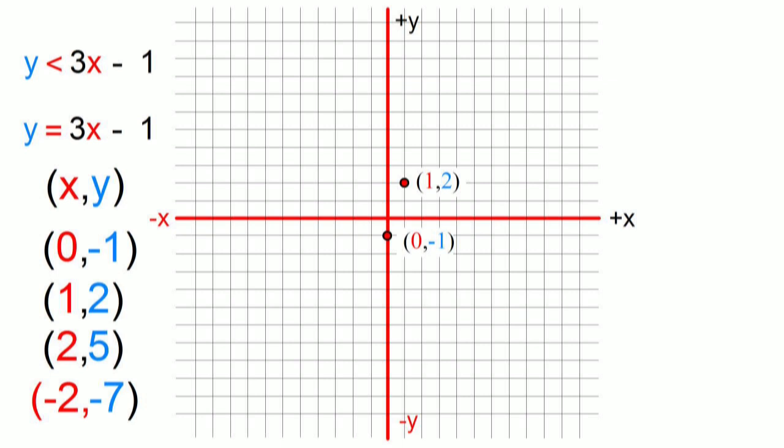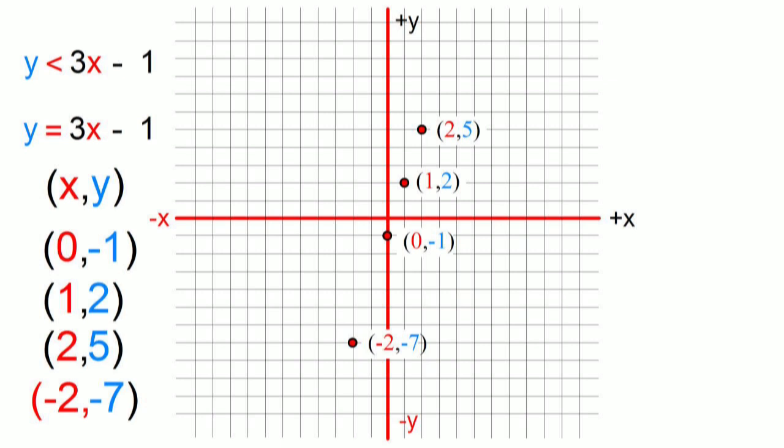When x is 2 and y is 5, that means you move 2 in the positive x direction, then 5 up in the positive y direction. When x is minus 2 and y is minus 7, that means you move 2 in the negative x direction, then 7 in the negative y direction. As you can see, it looks like the points are all lined up, which they should be if we did our arithmetic correctly when finding the values.